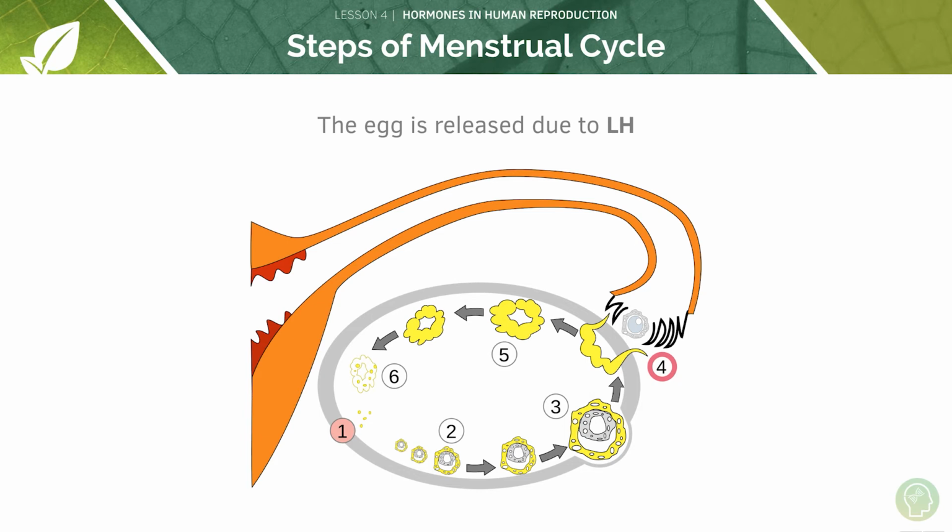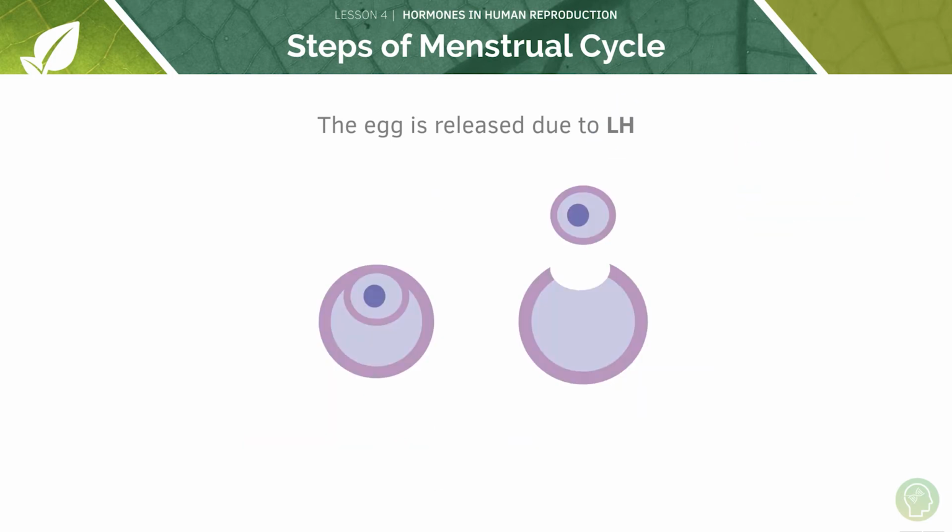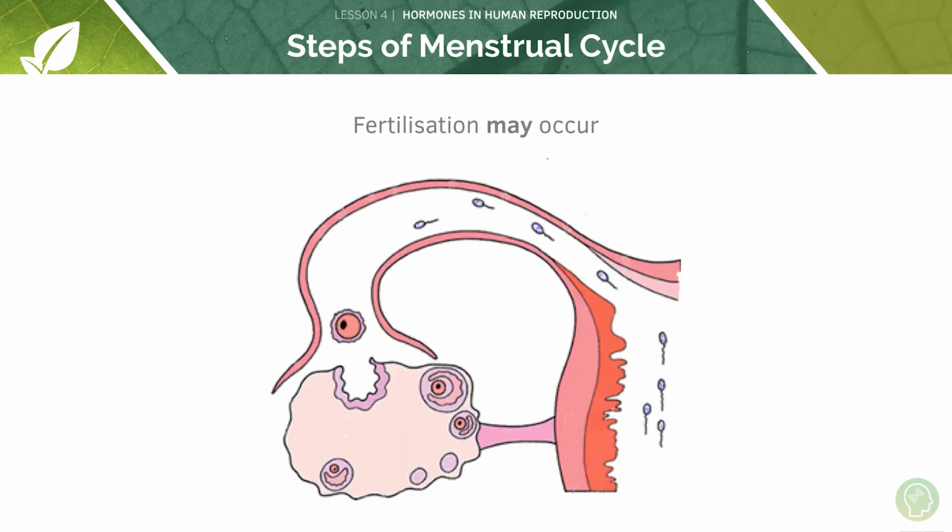Now the egg has to be released due to luteinizing hormone. So that's our LH. So remember, FSH stimulates our egg to develop. And our LH is what is triggering the release of our egg. So that's the egg being released from the ovary.